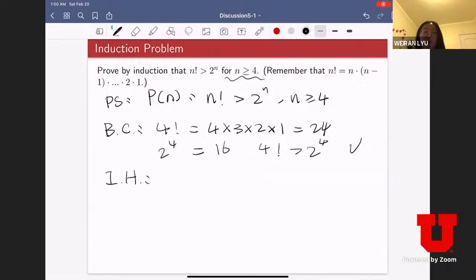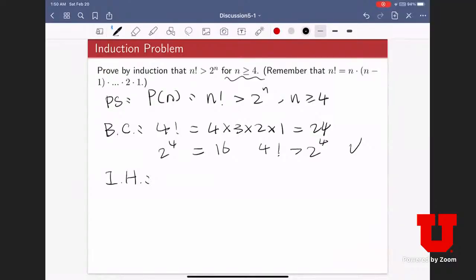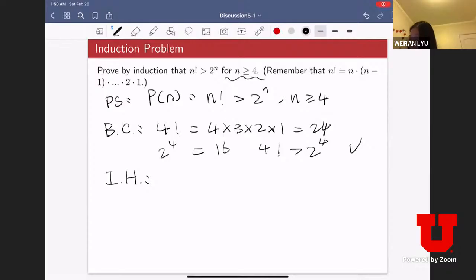What's going to be our hypothesis? P(n) is true. Yeah, we can assume P(n) is true. We should have n factorial is greater than 2 to the n. And then for the inductive step, we can prove the next term, which is P(n+1).